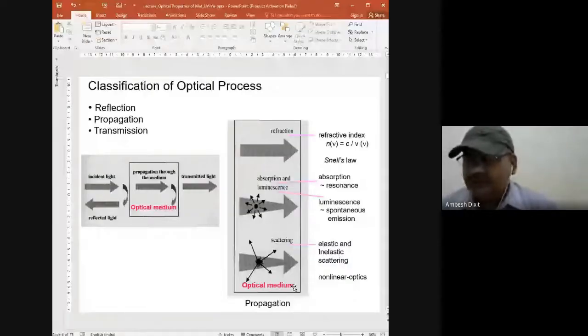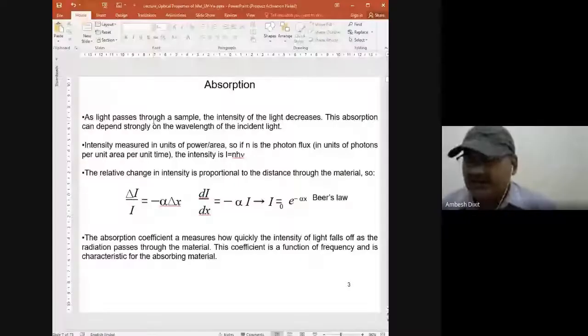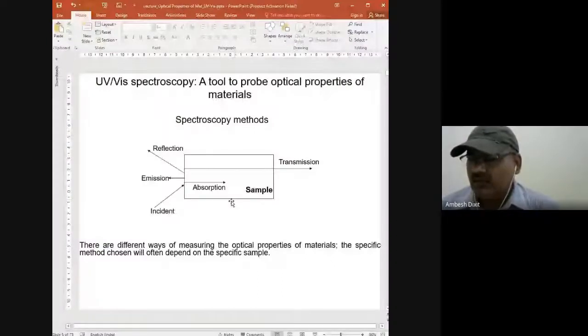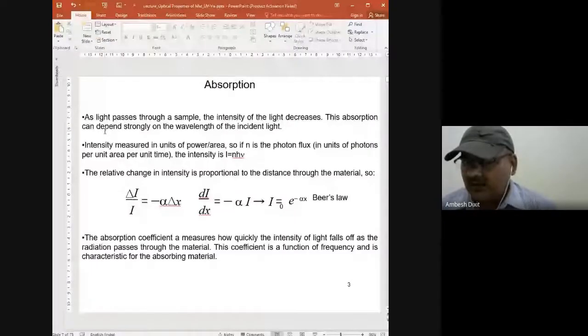All of us know how absorption takes place as light passes through a sample. Looking at this ray diagram, the light is getting absorbed. When the light passes through a sample, the intensity of light decreases. The absorption will depend strongly on the wavelength of the light. Not all the wavelengths, not all the energy of the incident wave will get absorbed. Only certain waves will be getting absorbed.